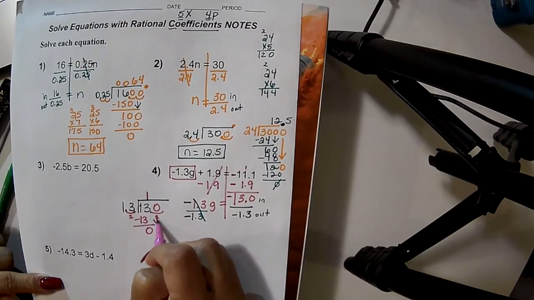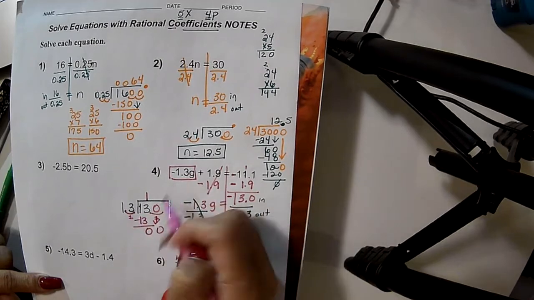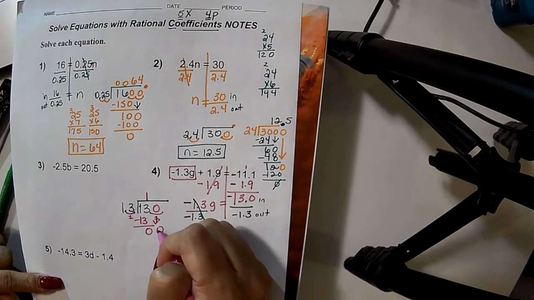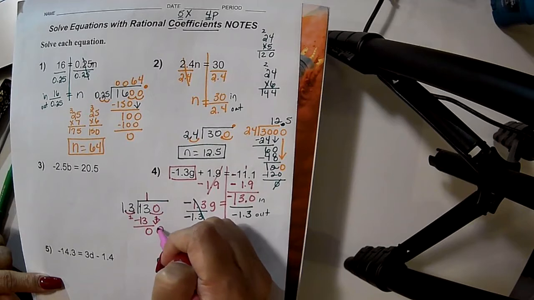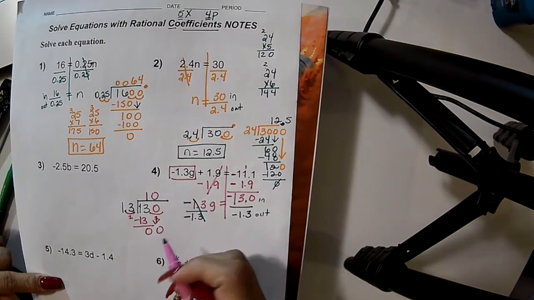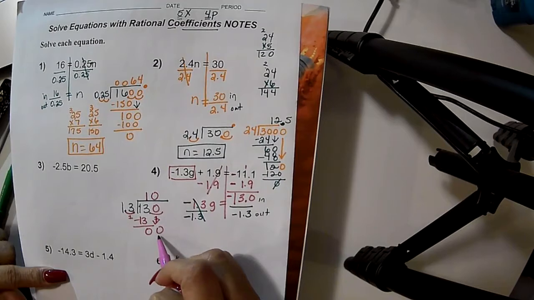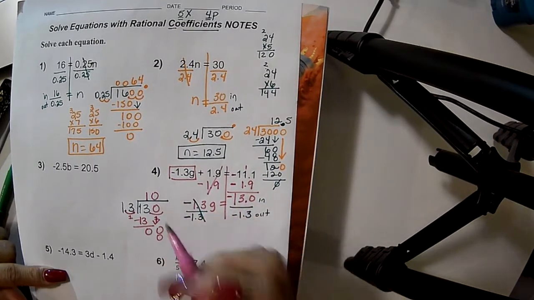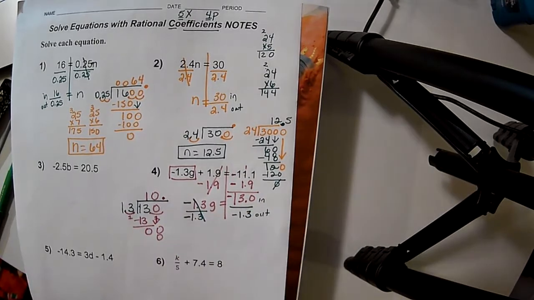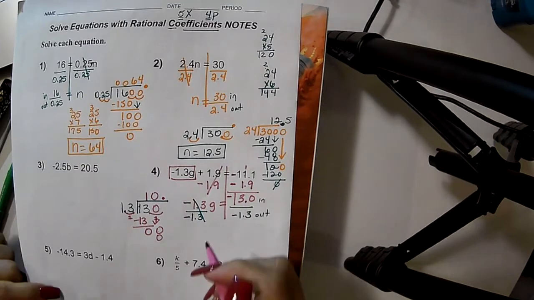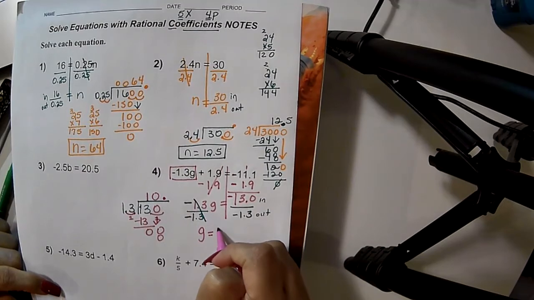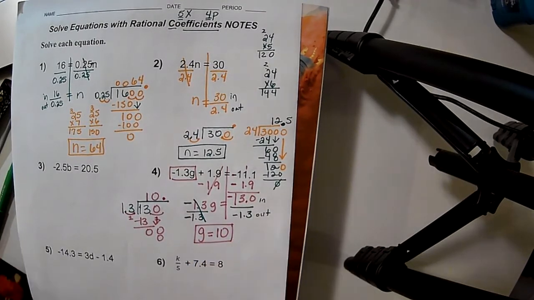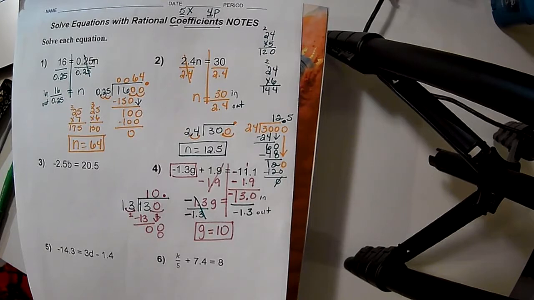Subtract, and I'm going to bring down my 0. 13 cannot go into 0, so I'm going to put a 0 there. So that would be 0. The decimal is going to go straight up, so that is 10. So 10 is going to be my final answer for g. So g is equal to 10. All right, so that is that one.